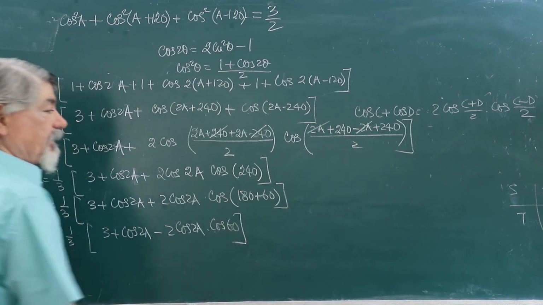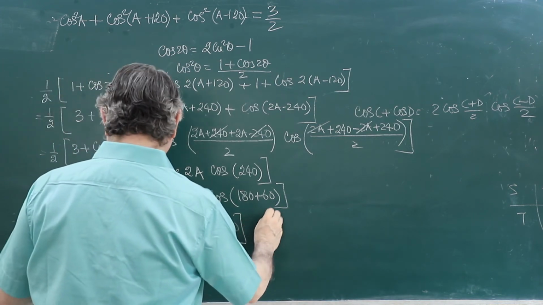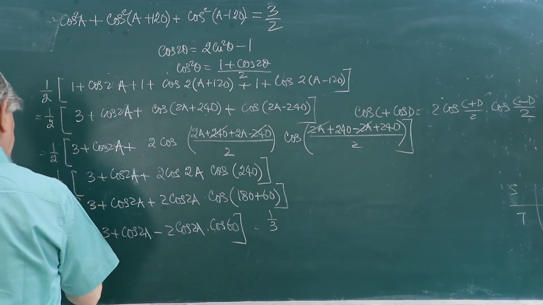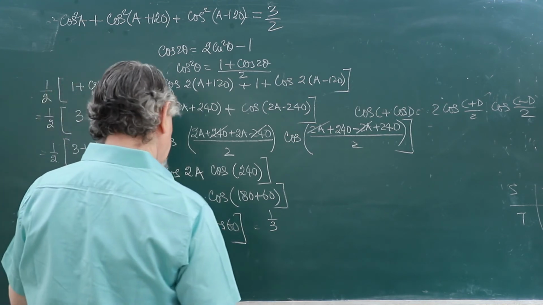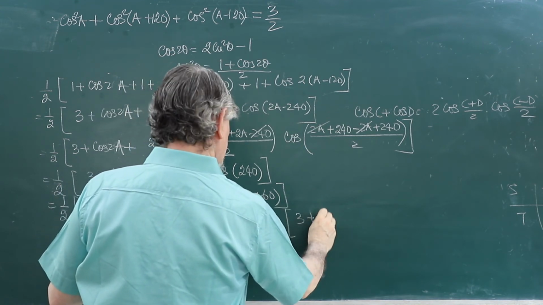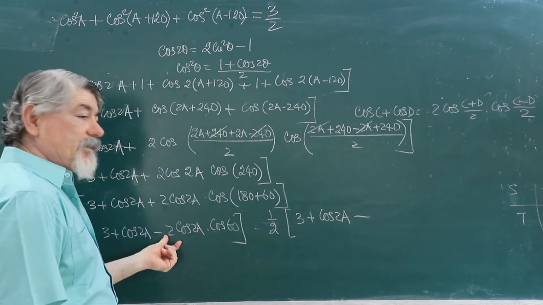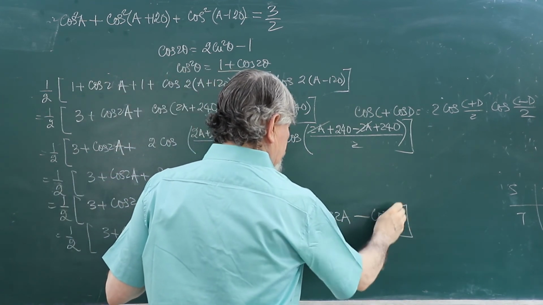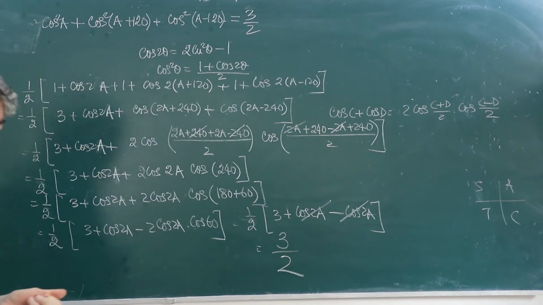The value of cos 60 is 1 upon 2, so it will become 1 upon 2, sorry, it is 2, not 3. 3 is inside. Now it is 1 upon 2. 3 plus cos 2a minus, because 1 upon 2 will cancel with this, it will remain cos 2a only. Cos 2a will cancel. Answer will be 3 upon 2.